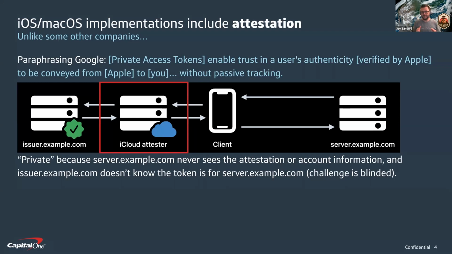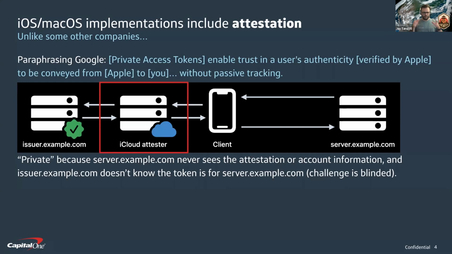Once the iCloud attester has decided, yes, this is a real person, it then contacts the issuer, who is a party that the server already said that they trust, and the issuer issues a digital signature that gets passed back to the attester, back to the client, and the client can present it to the server. And the server can check that signature and tell that it's real.